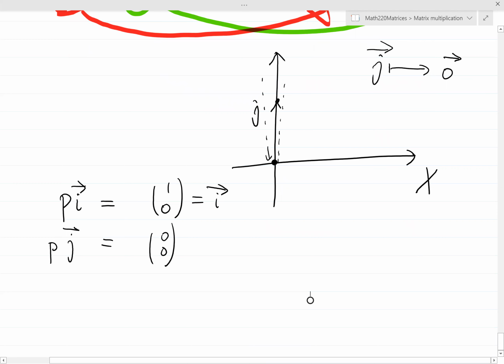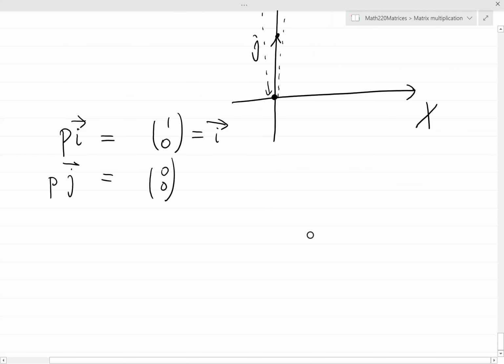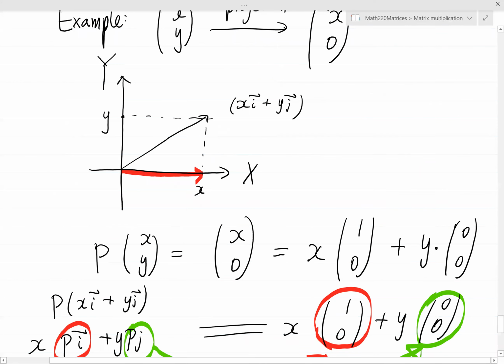So the image of i gives you the first column. The image of j gives you the second column. So this is actually P. Let's call it P1 because it projects onto the x-axis.